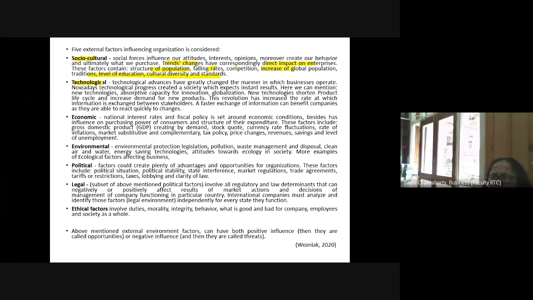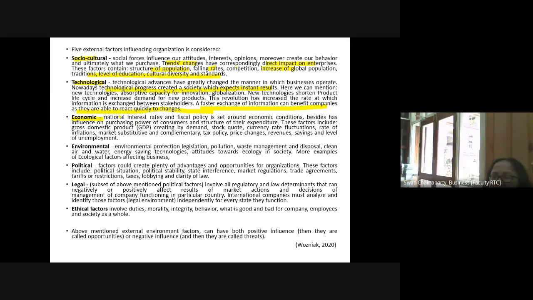T, that is technological. Advancement in technology has a great impact on the way an organization runs. Today, technological progress has created a society which expects instant results, all because of globalization and innovation. New technologies have resulted in a shorter product life cycle, increased demand for new goods, and a faster exchange of information, which can benefit any organization because they are able to react quickly to any changes.